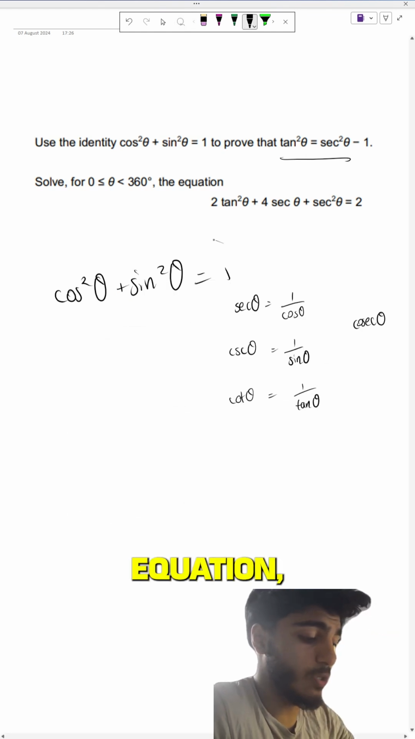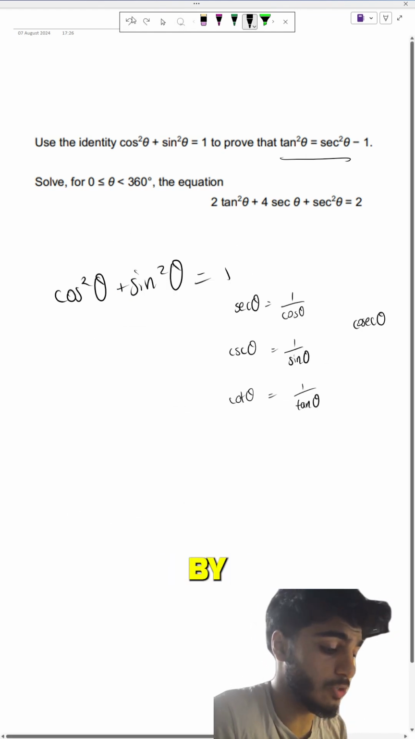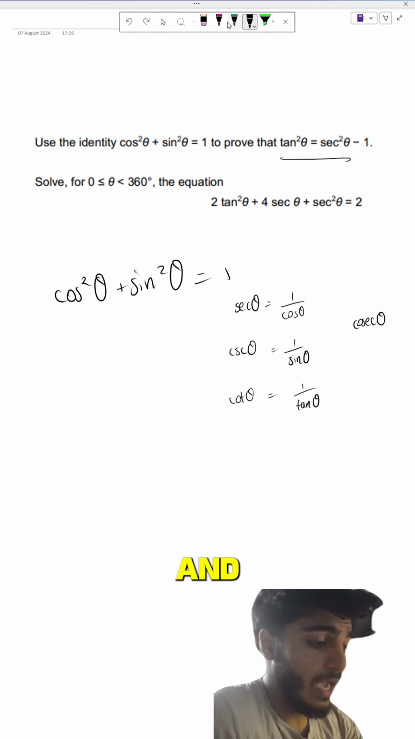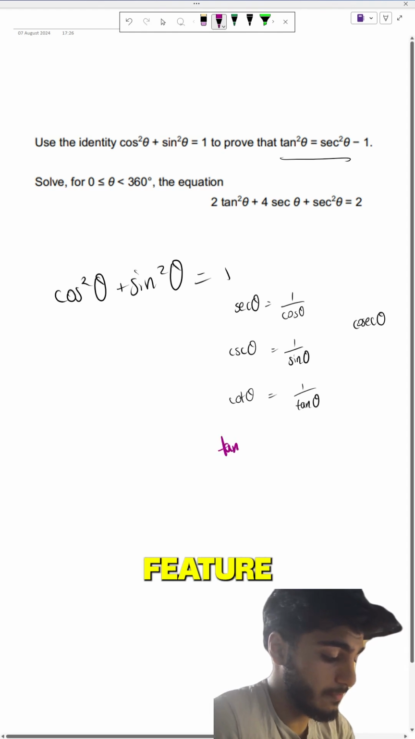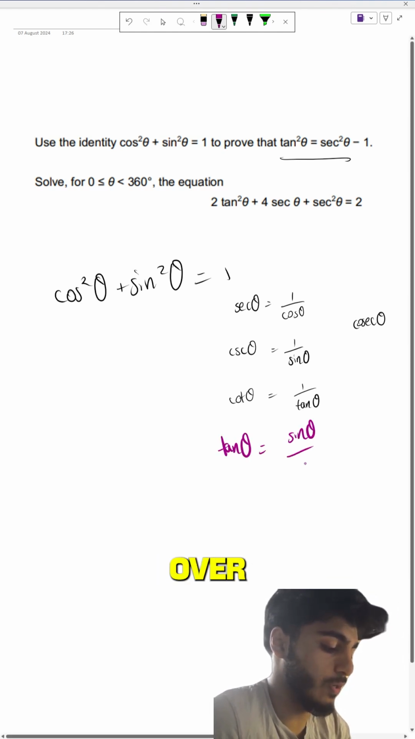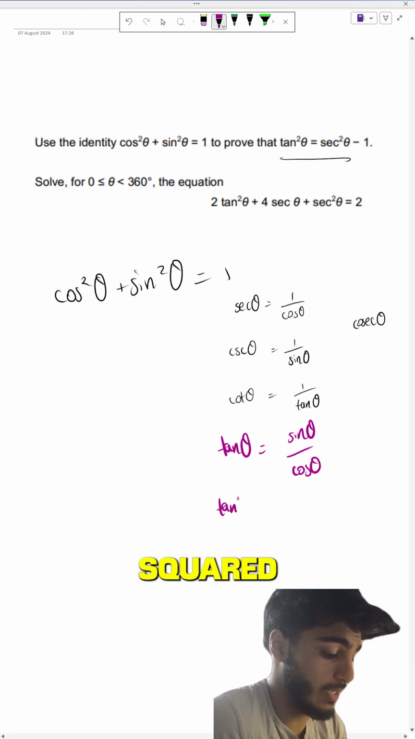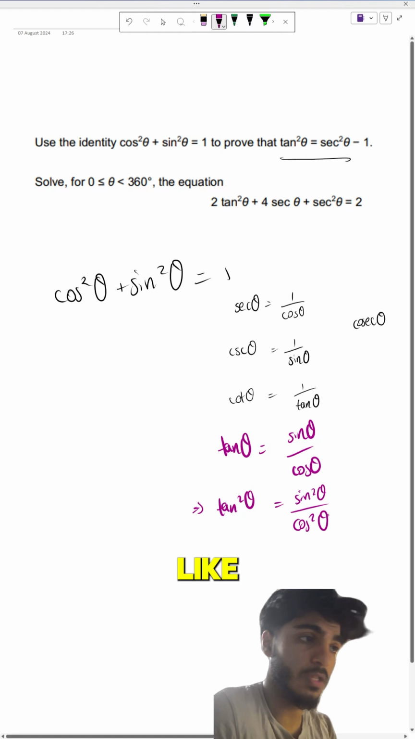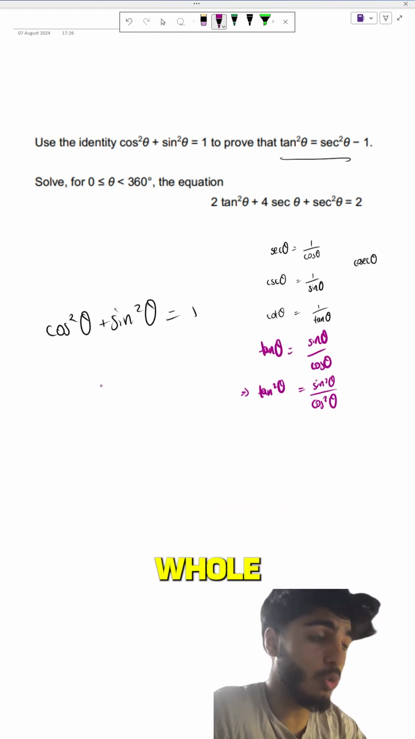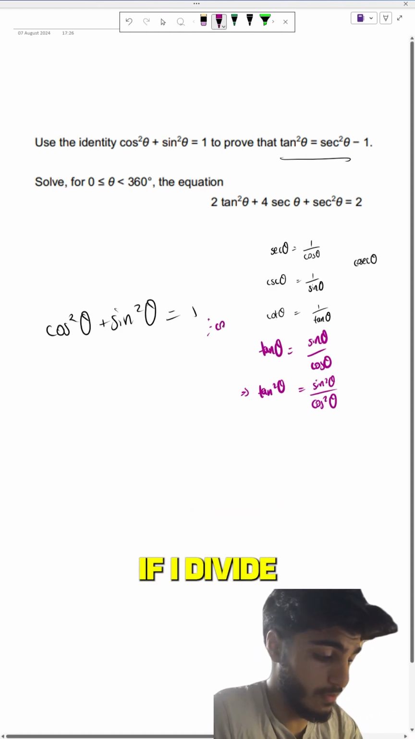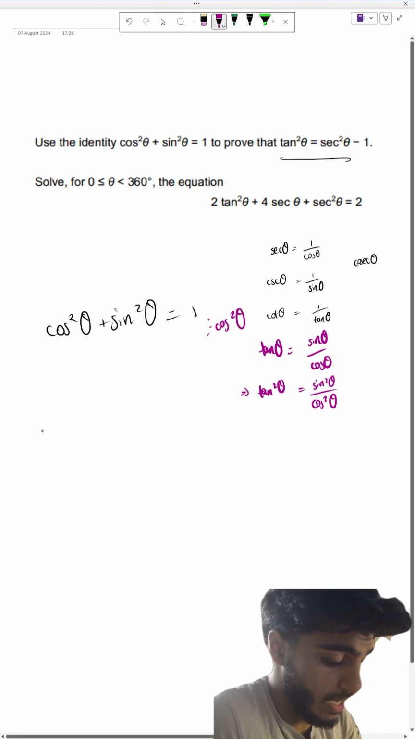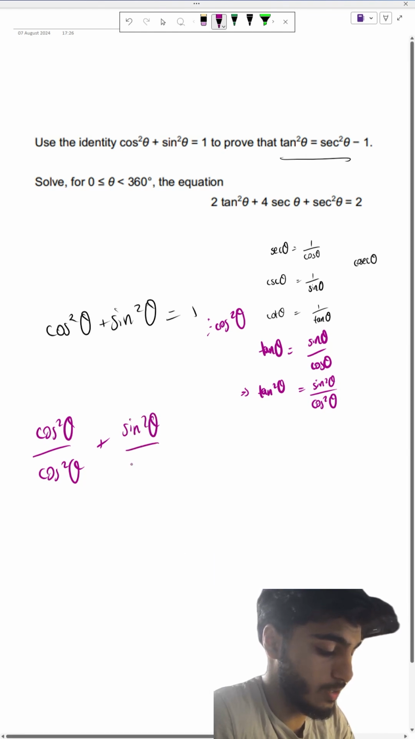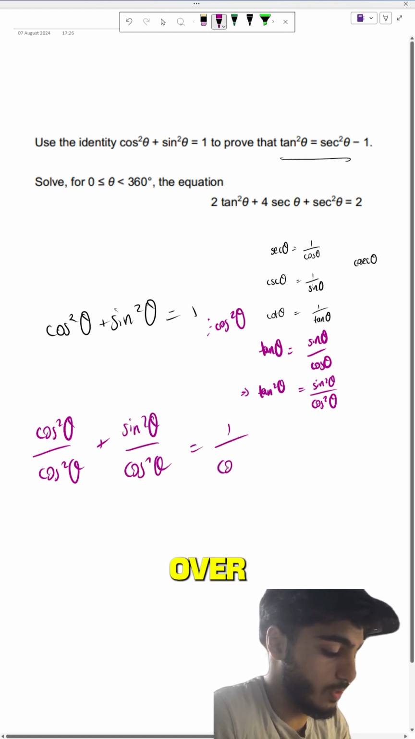So what I'm going to do with this equation is divide it by something so I can end up with a tan squared. If we remember our definition, tan theta is the same thing as sine theta over cos theta. So tan squared theta, therefore, must be sine squared theta over cos squared theta. I'm going to divide the whole equation by cos squared. If I do that, I end up with cos squared over cos squared plus sine squared over cos squared equals 1 over cos squared.